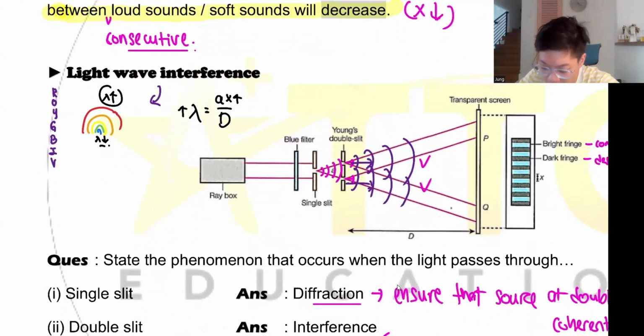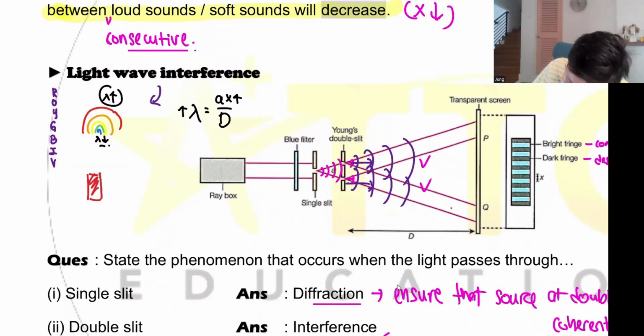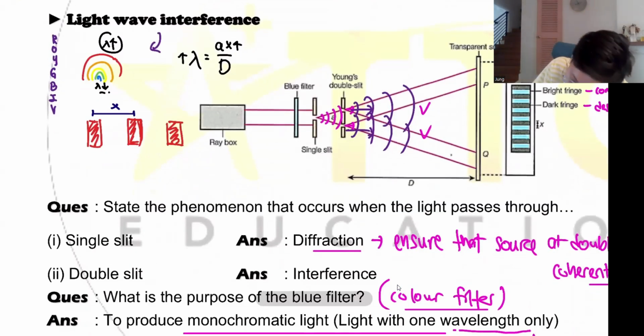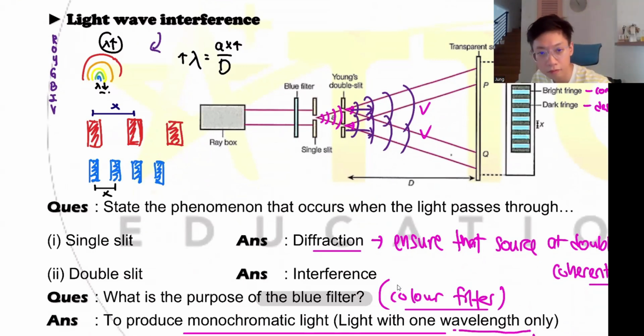When you see red color, guys, try to take a red pen and draw this thing. When you look at red color, the fringes obviously will form further apart. So this is your x value, very far. But when you go to, let's say, blue color, just take a blue pen, you can draw nearer together like that. So the blue ones, the x values are obviously shorter. So the red is very far, blue is very near.